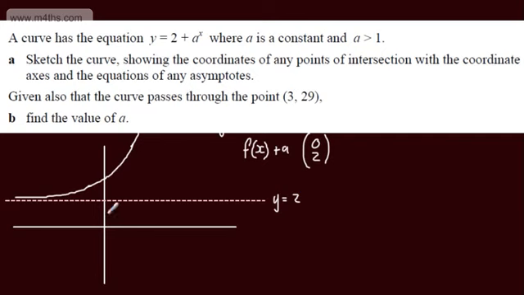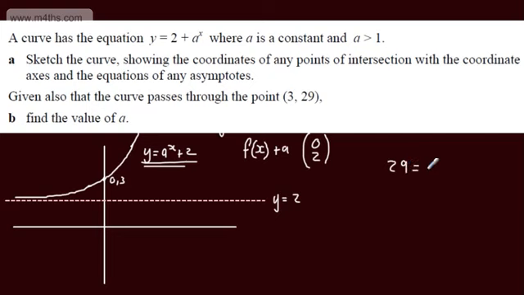If we consider that this point was 0, 1, we've now moved it up by 2 units, so it's 0, 3. And we can label this y is equal to a to the x plus 2, or 2 plus a to the x. It says, given also that the curve passes through the point 3, 29, find the value of a. So let's just go ahead and sub these in.